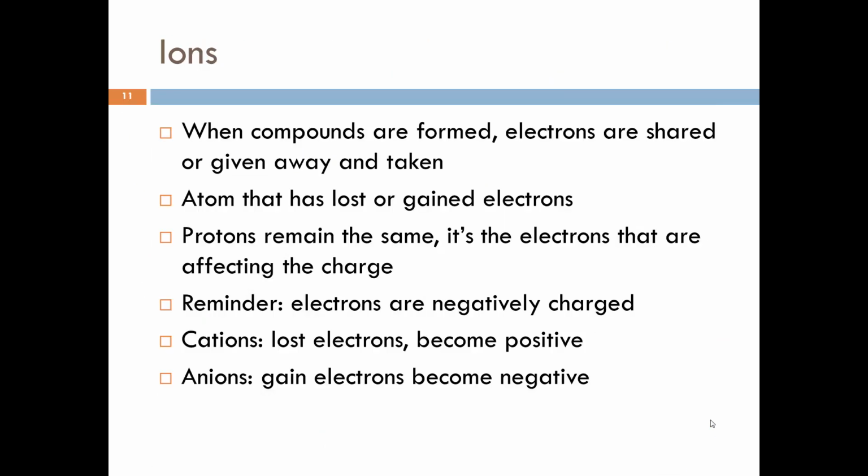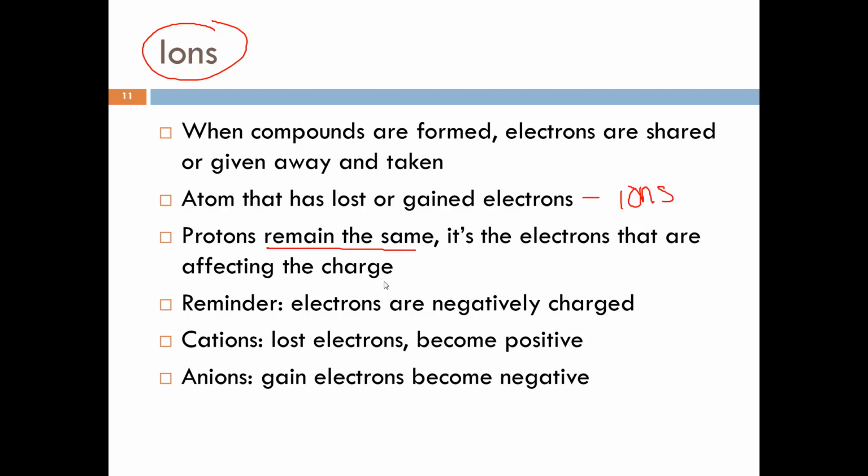So what about when the protons and the electrons are not the same? That's when we form ions. When compounds are formed, electrons are shared or given away and taken. Atoms that have lost or gained electrons are called ions. Protons always remain the same. It's the electrons that are affecting the charge.